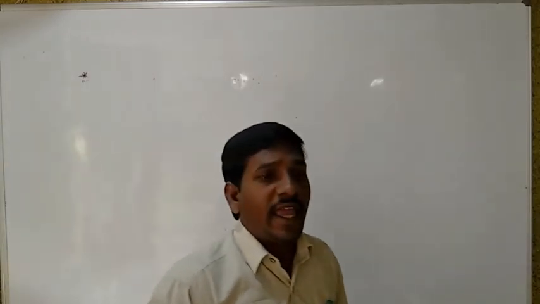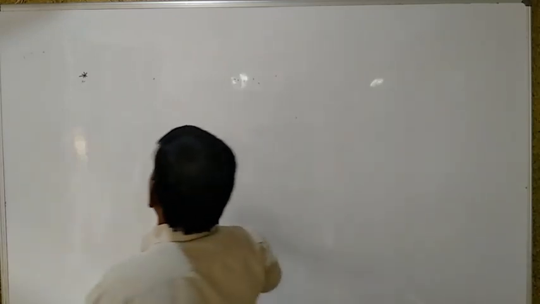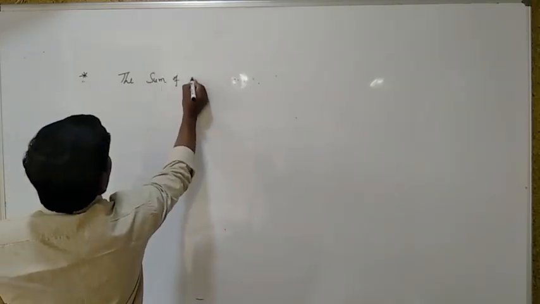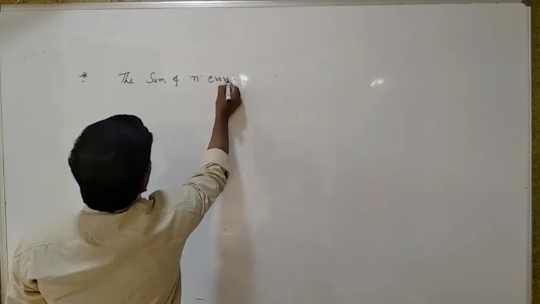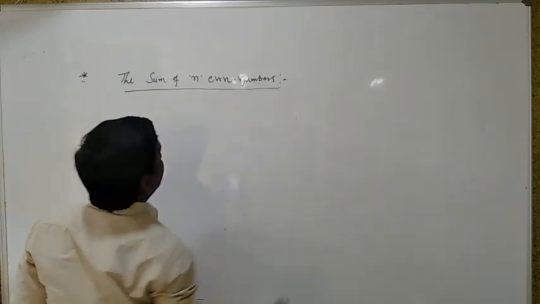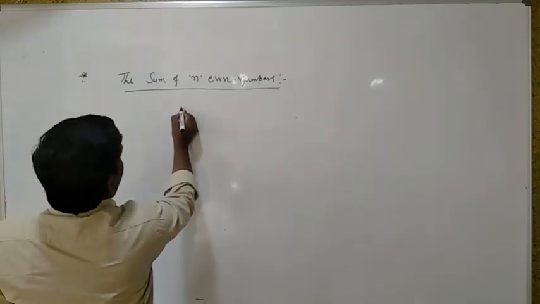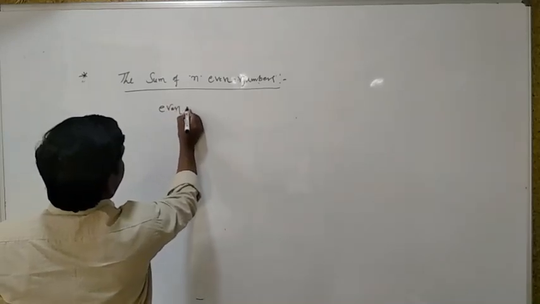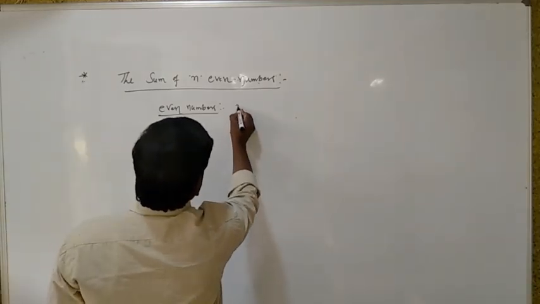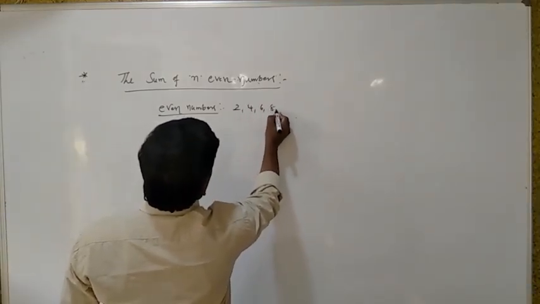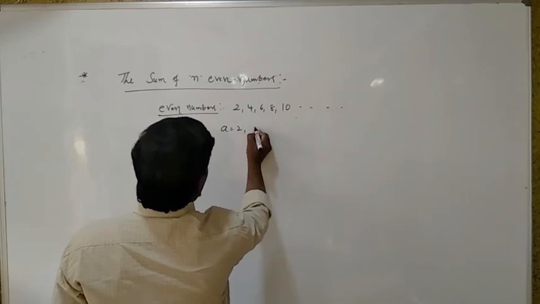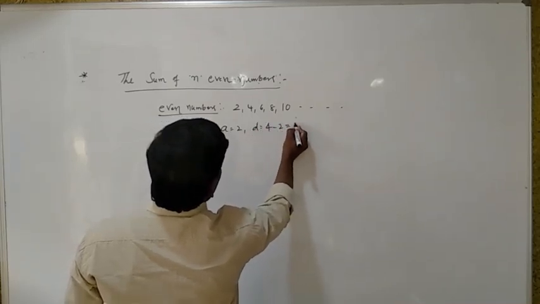Next one, the sum of n even numbers. Take the n even numbers. Even numbers starting from 2, 4, 6, 8, 10, and so on. Here a equal to 2 and d equal to 4 minus 2 equal to 2.